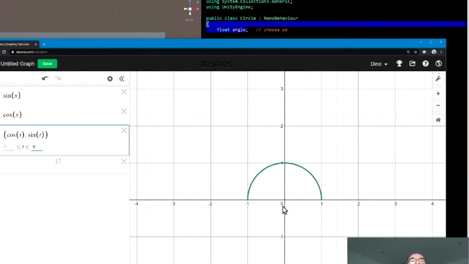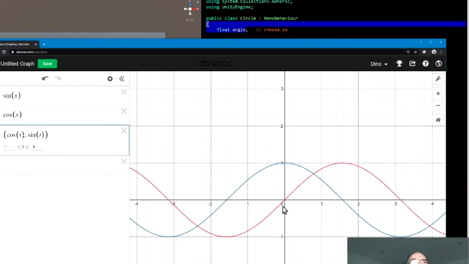So if you want to draw a complete circle, then you need to go from 0 to 2 pi. And you get a circle. Otherwise, if you go from 0 to pi, you'll get half a circle. You see, it's all quite elegant. And this is what you get, where t is in radians, not degrees.